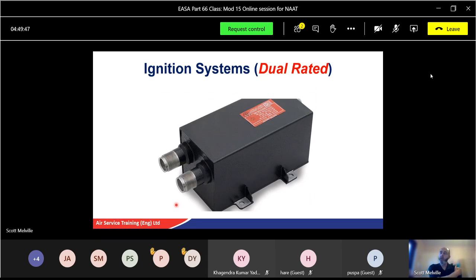There's a picture of a dual rated one. Dual rated circuits, strange enough, have two circuits, one for each charge size, and each ignition unit or HIU receives a low voltage supply controlled by the starting system electrical circuit, and the energy is stored in the unit until a predetermined value. Once it's been reached, it will be discharged across the igniter plug.